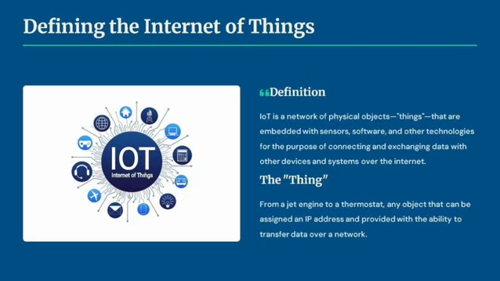Defining the Internet of Things. Now that we know why, let's define the what. The Internet of Things is a network of physical objects or things that are embedded with sensors and software to connect and exchange data over the Internet. When we say a thing, we mean any object, from a massive jet engine to a tiny thermostat, that can be assigned an IP address and transfer data over a network.